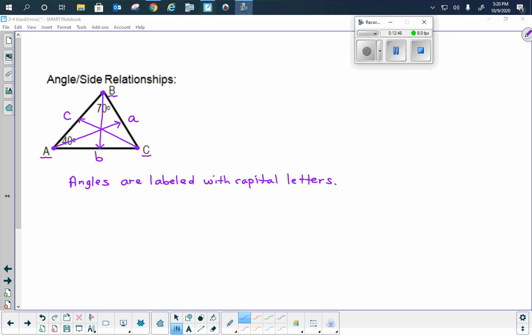And I know sometimes it's hard to tell the difference between the uppercase and lowercase c, but I'll definitely be able to tell the difference between your A's and your B's. Keep this in mind, guys. This is super important for labeling for the rest of the year. So we've said angles are labeled with capital letters and sides are labeled with lowercase letters.